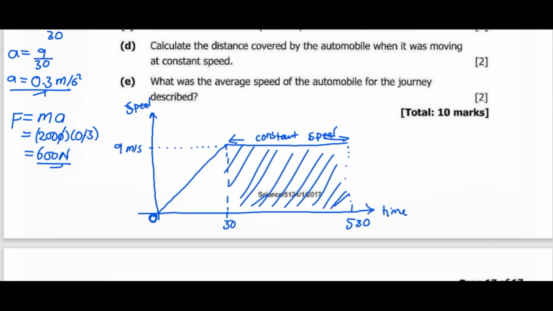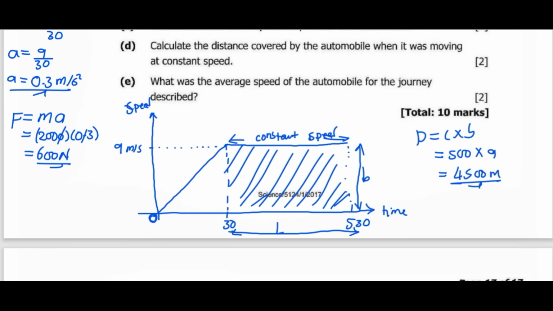So we can see that this is the longest length or distance, so this will be our L. Then this is the shorter one, this will be our B. So distance is L times B. What is L? L is the difference between 530 and 30, which is 500, times 9. So 5 times 9 is 4500 meters. So this is our distance.